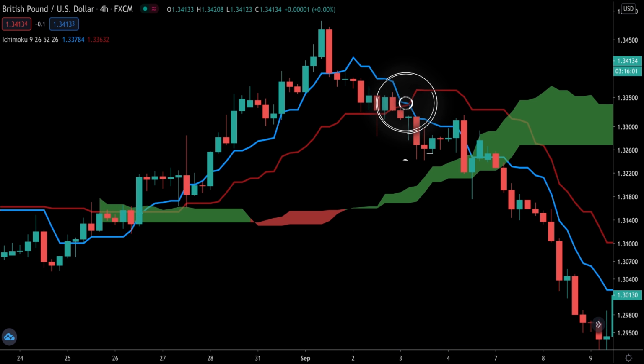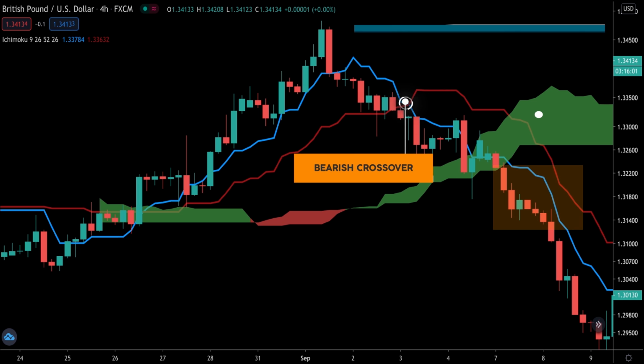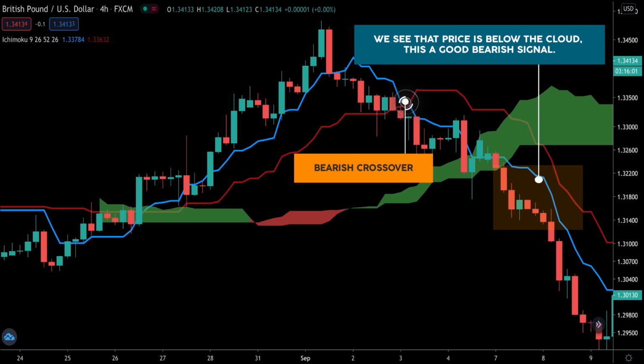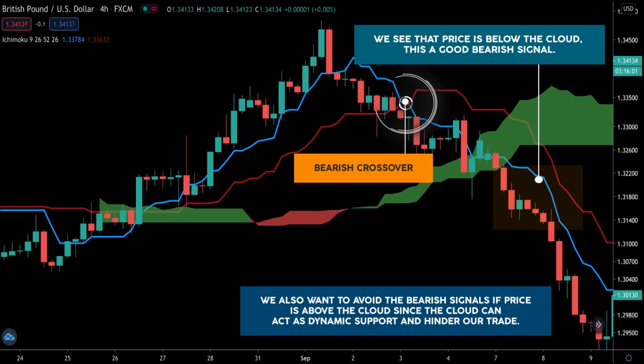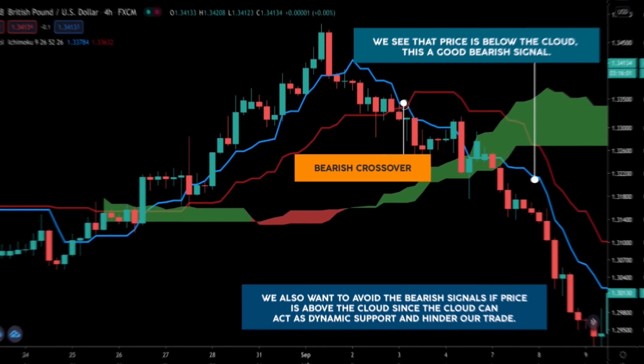Conversely, when there is a bearish crossover and price is below the cloud, this is a good bearish signal. We also want to avoid the bearish signals if price is above the cloud, since the cloud can act as dynamic support and hinder our trades.